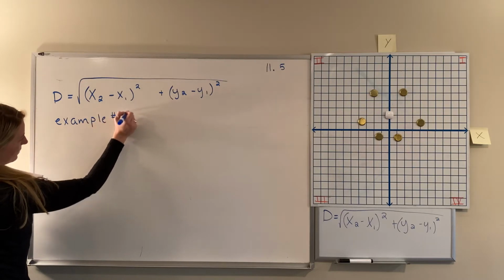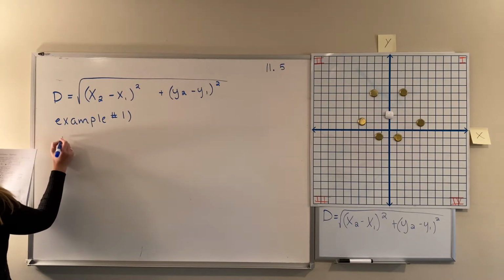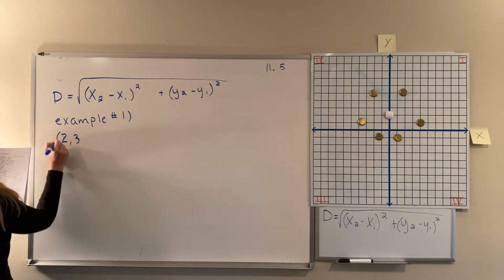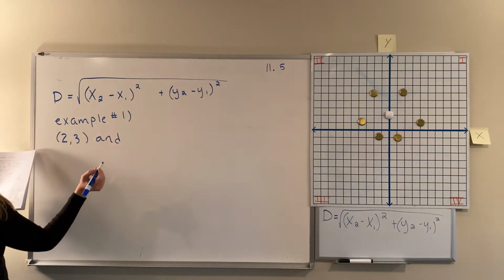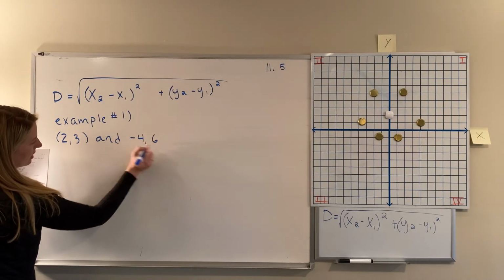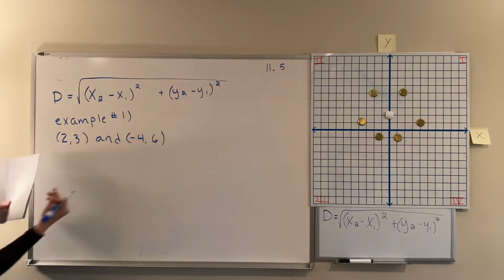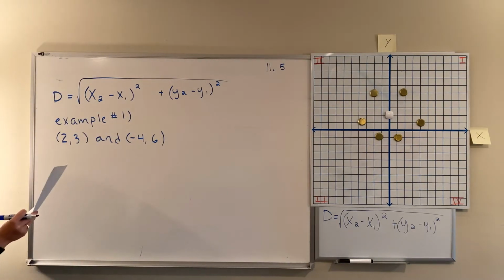Example 1. The 2 points they give us are (2, 3) and (-4, 6). So these are just 2 points that exist in a graph, and we want to figure out what is the distance between the 2 of them.